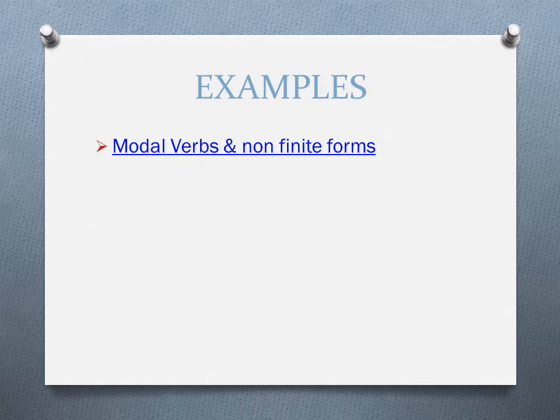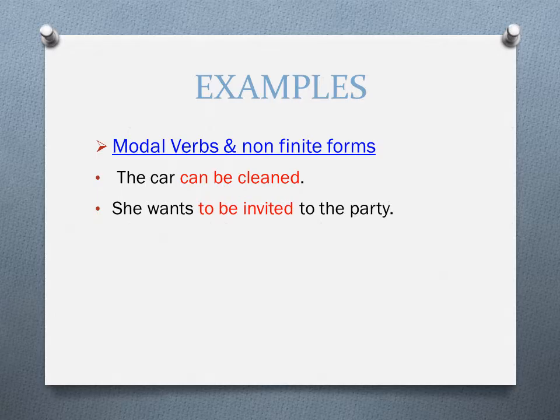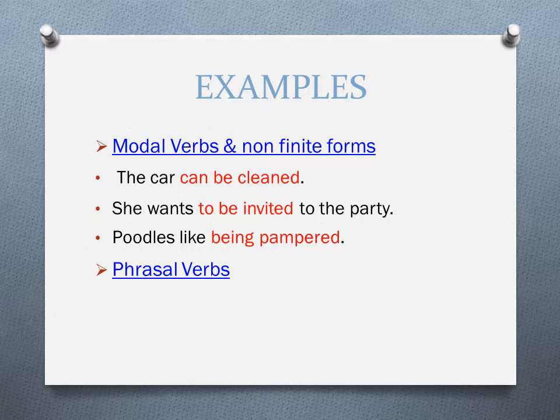Modal verbs and non-finite forms can also be made passive. For example, "the car can be cleaned." Other modal verbs like must, should, ought to, may, might can also be used. Infinitive forms can also be made passive. For example, "she wants to be invited to the party." And the same applies to -ing forms and gerunds. "Poodles like being pampered." We can also use phrasal verbs and transform them into passive verbs. For example, "this law has been done away with."